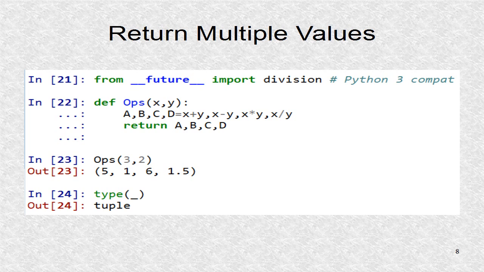Next we define a function ups, which returns 4 values. We can see that they return a tuple. In line 24, we use the underscore, which refers to the last result in the shell, which here would mean the output of line 23.